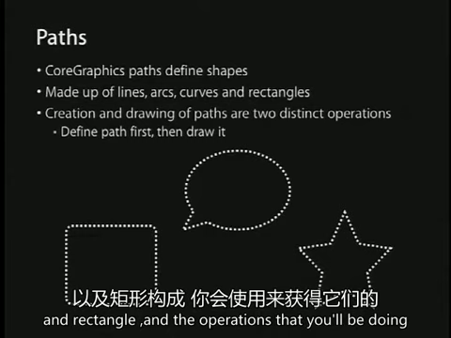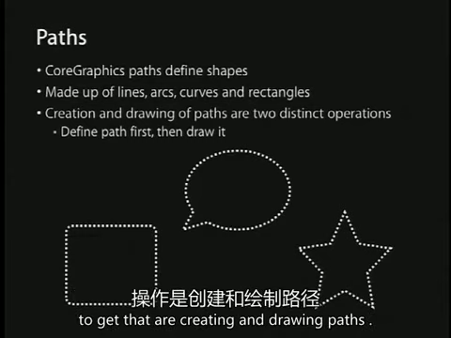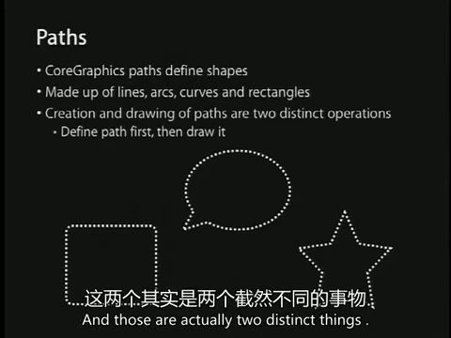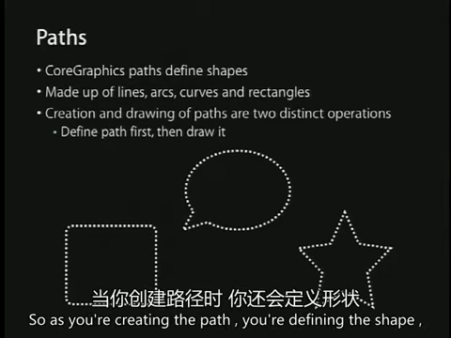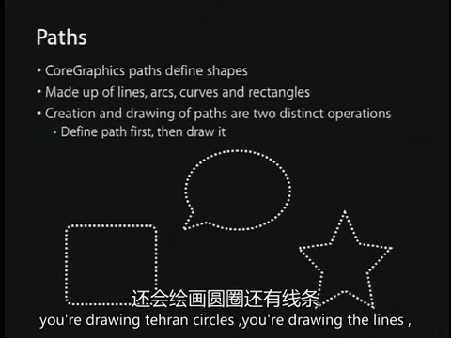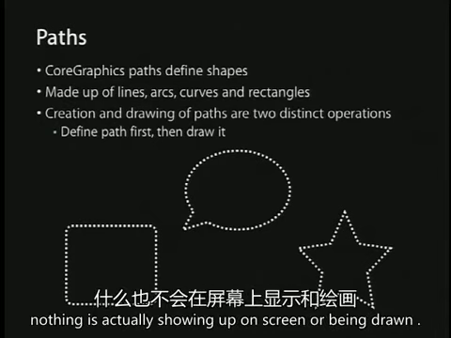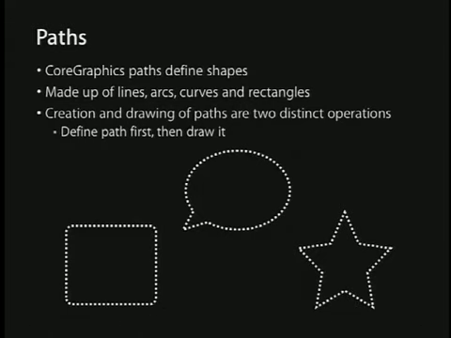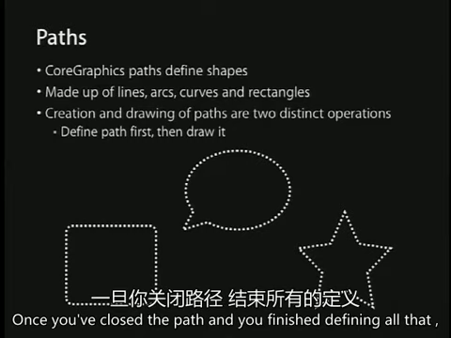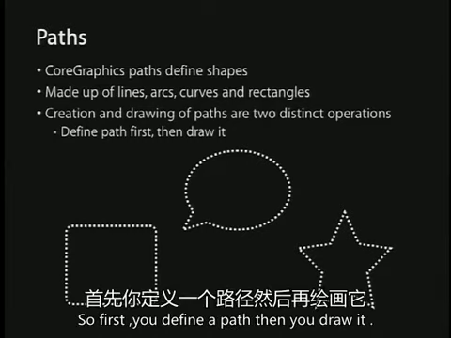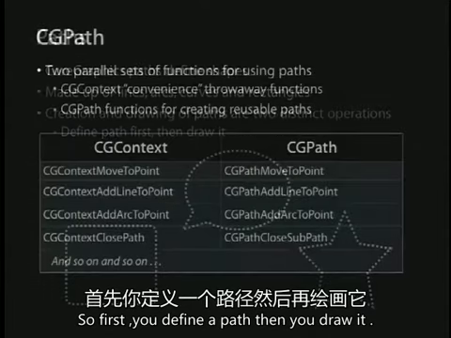And the operations that you'll be doing to get that are creating and drawing paths. And those are actually two distinct things. So as you're creating the path, you're defining the shape. You're drawing the circles, you're drawing the lines. But while you're doing that to create the path, nothing is actually showing up on screen or being drawn. You're just defining the shape. Once you've closed the path and you've finished defining all that, that's when you actually draw it. And that's a separate operation. So first you define the path, then you draw it.